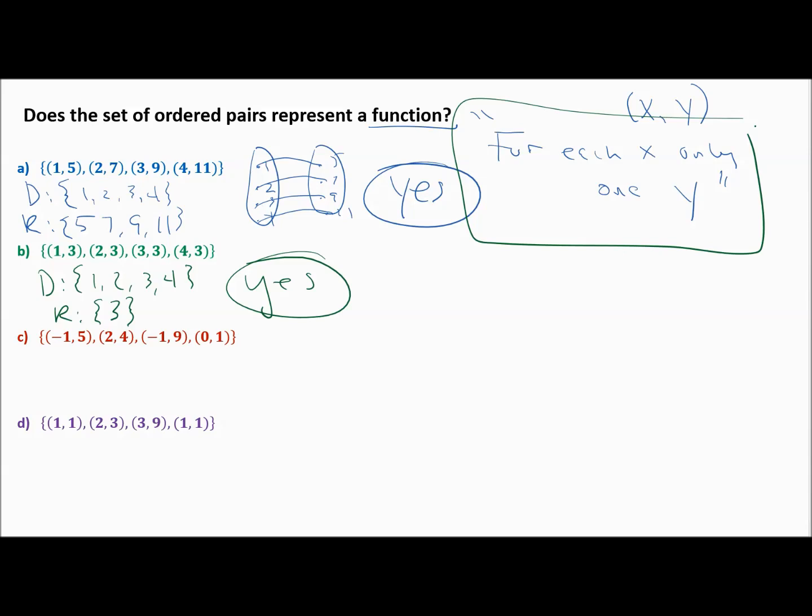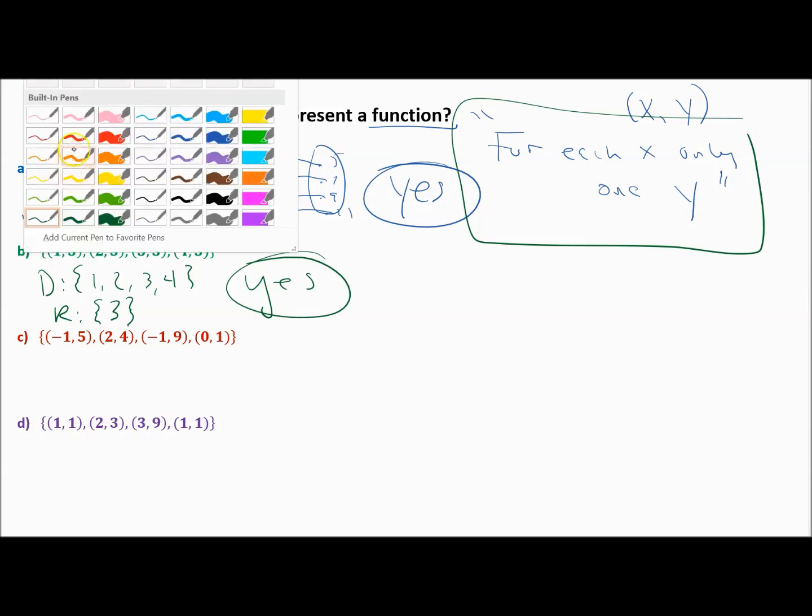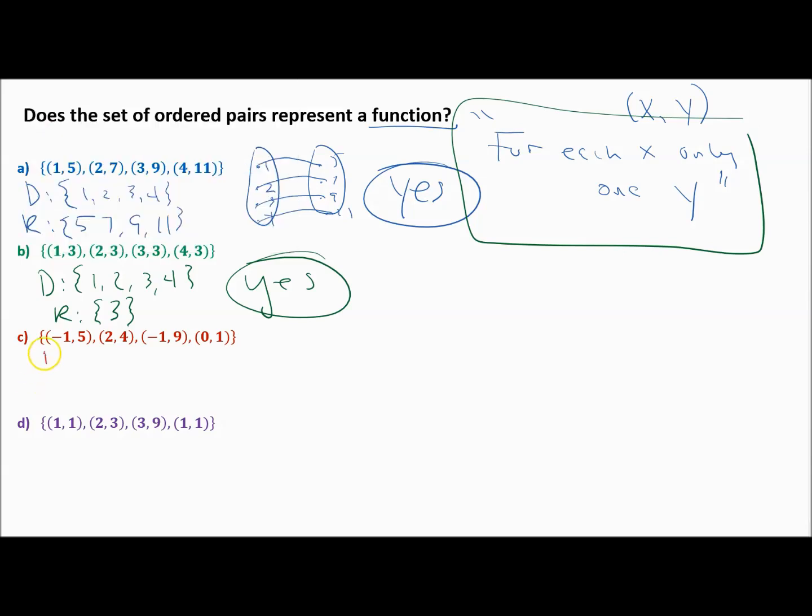So I just return back to this definition. Now let's look at C, our red example. Here we go again. Domain. Let's list the domain. I got a -1, a 2. Notice there's a -1 again, so I'm not going to list it again, and 0. Okay. The range, the output, or the y values is 5, 4, 9, and 1. These don't have to be listed in a specific order. Sometimes it's nice to have them from smallest to largest. I just listed it in the order it shows up in the problem.